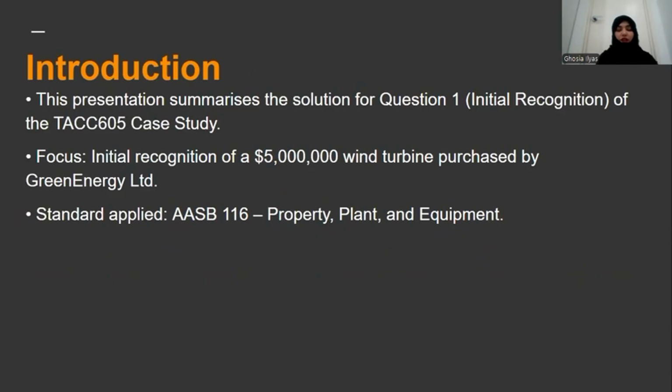This slide provides an overview of what we are discussing today. Green Energy Limited has purchased a wind turbine for $5 million, and as accountants, we must determine what part of this cost should be included as an asset in the financial statements. To make the decision, we follow the AASB 116 rule. The main objective is to ensure only the correct directly attributable costs are capitalized.